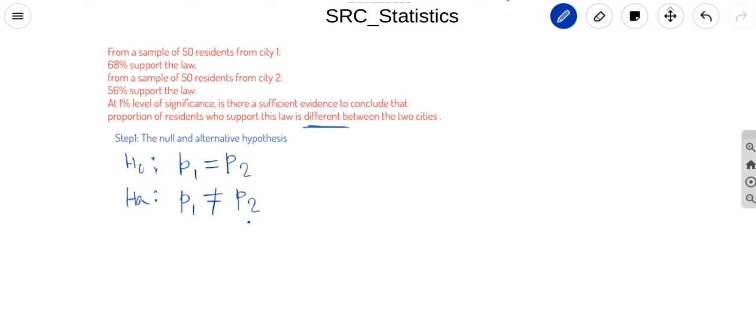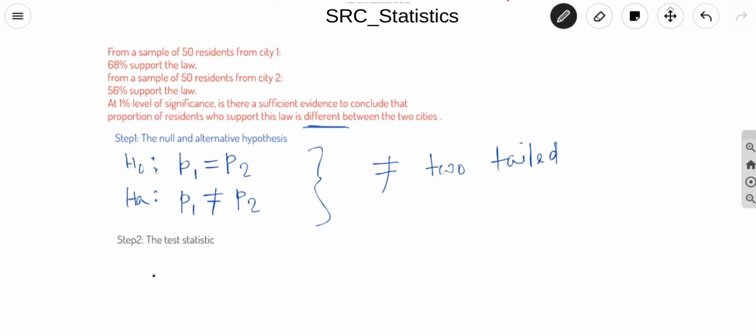It is only mentioned whether there is a difference. It is not mentioned whether one is less or one is more. That is why we shall only write down the not equal to sign. Since the alternative hypothesis contains the not equal to sign, this is called a two-directional alternative hypothesis, and the test is called a two-tailed test.